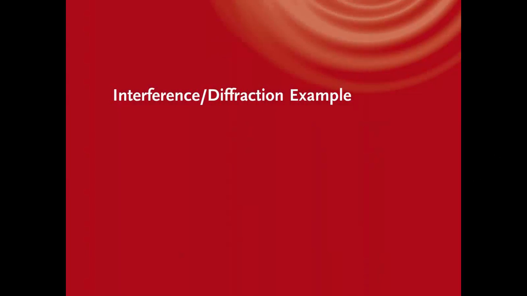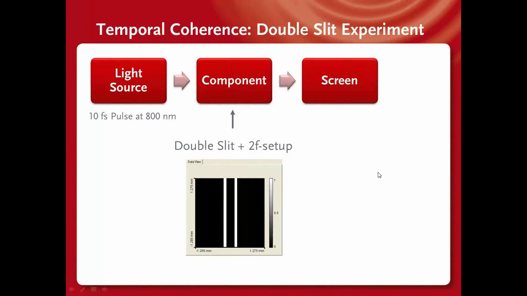If we're doing diffraction effects, then also coherence is very important. And here a classical example is a double slit experiment. So we take a 10 femtosecond pulse at a carrier frequency of 800 nanometer, and we propagate this pulse through this double slit, and then we use a 2F setup to propagate light on a screen. And now there's the question: what happens if I place here a thin glass plate in front of one of these slits?